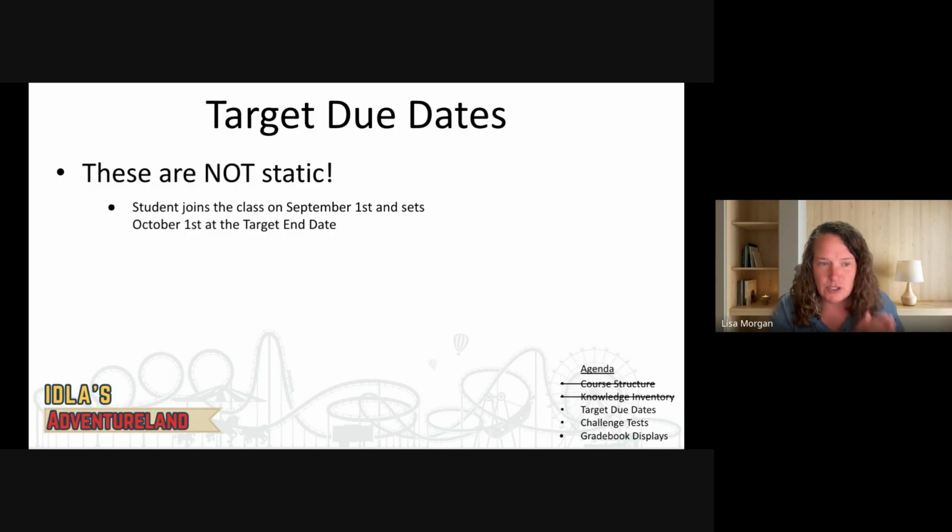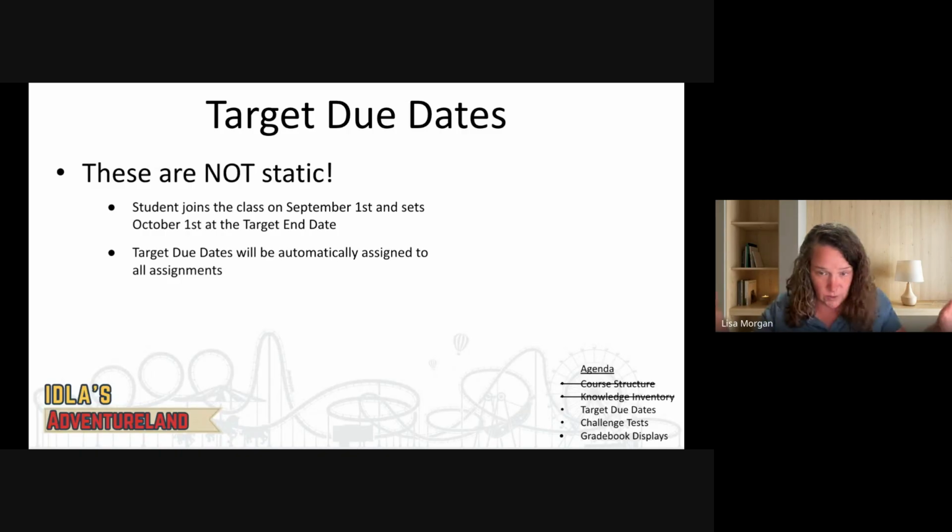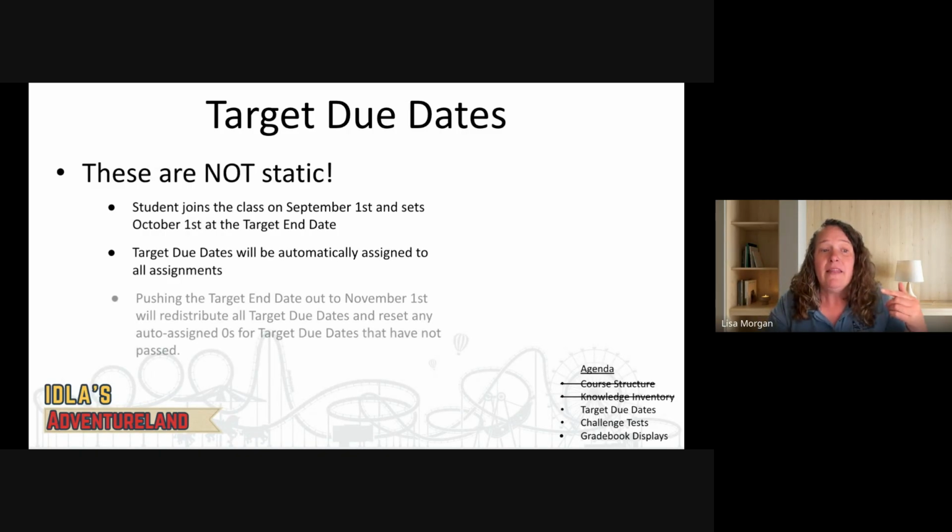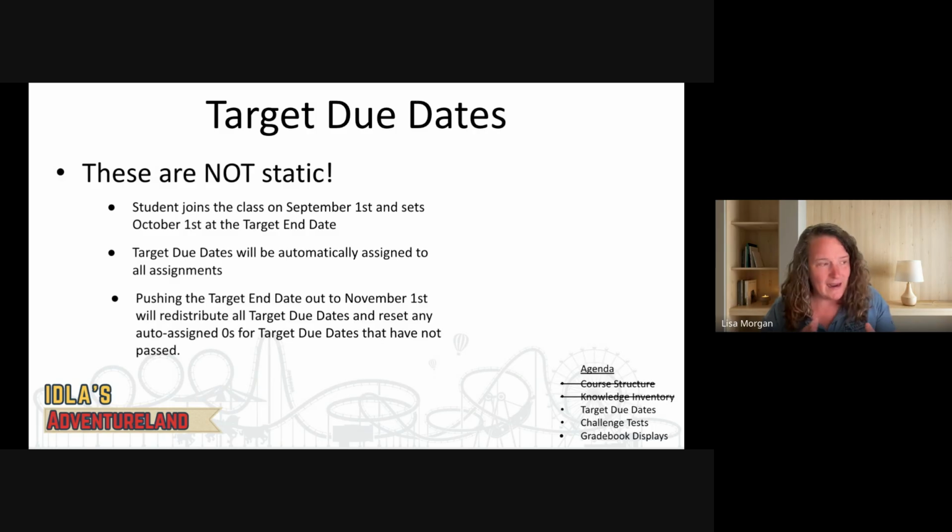For example, she joined the class on September 1st, set October 1st as the target end date. And then target due dates got automatically assigned. Then she didn't do anything. So zeros got assigned. She went in and pushed her target due date out to November 1st. It redistributed the target due dates and removed zeros for work that was no longer past due. And now her grade was different. So I just want to give you that heads up.